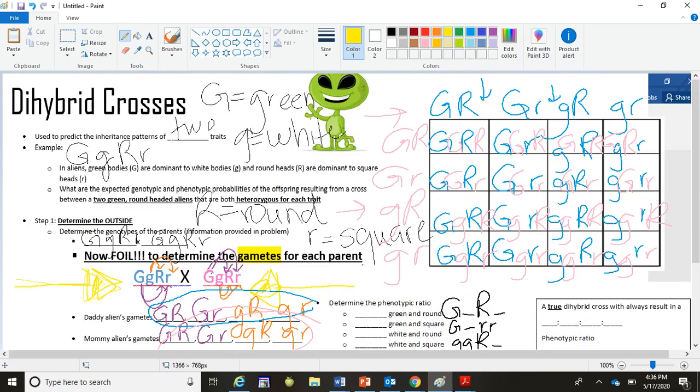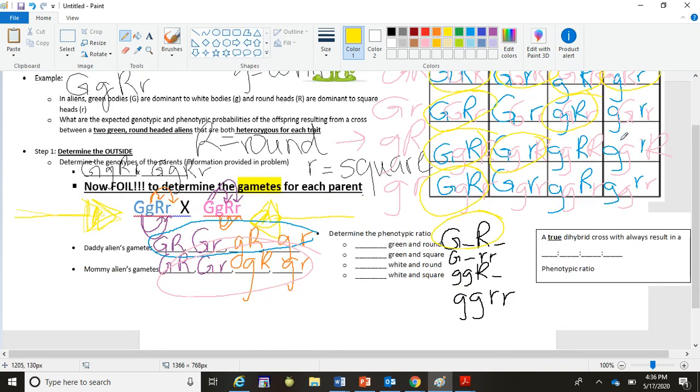We're going to start, I'll do these in yellow. So one capital G and one capital R. This one has one capital G and one capital R. One capital G, one capital R. Yep. One capital G, one capital R, and so on through the rest of the squares. Okay, so 1, 2, 3, 4, 5, 6, 7, 8, 9. So 9 of them out of 16 are going to have one capital G and one capital R.